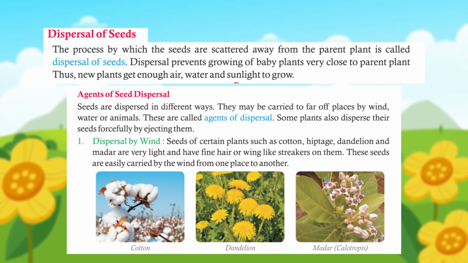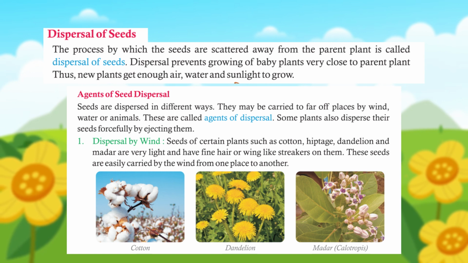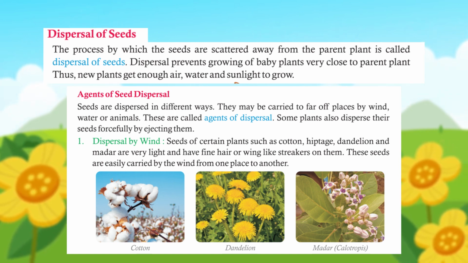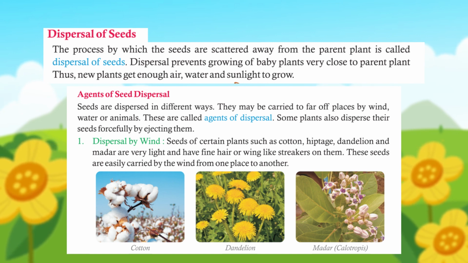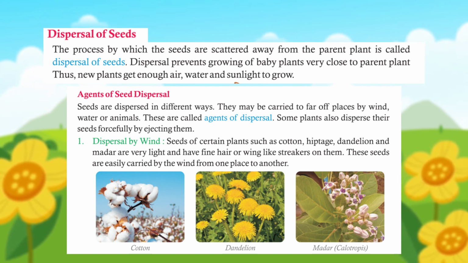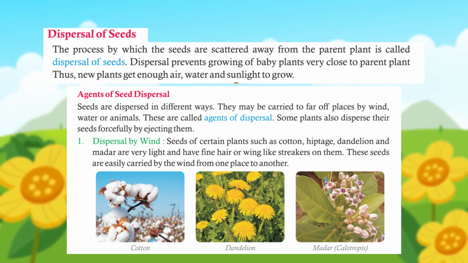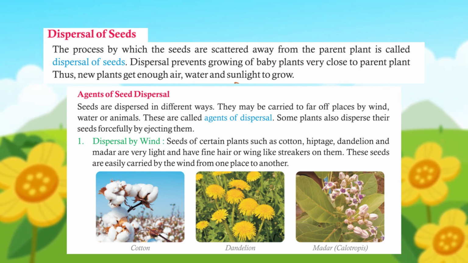Agents of seed dispersal. Seeds are dispersed in different ways. They may be carried to far-off places by wind, water or animals. These are called agents of dispersal. Some plants also disperse their seeds forcefully by ejecting them.